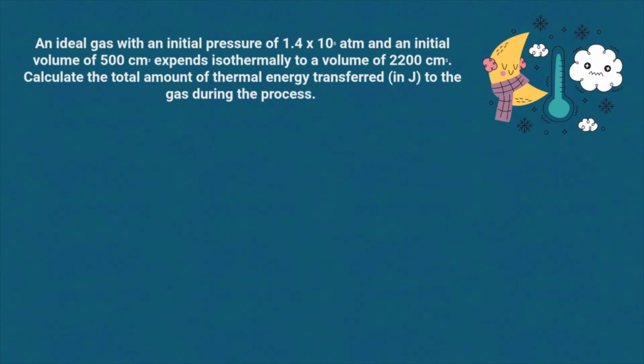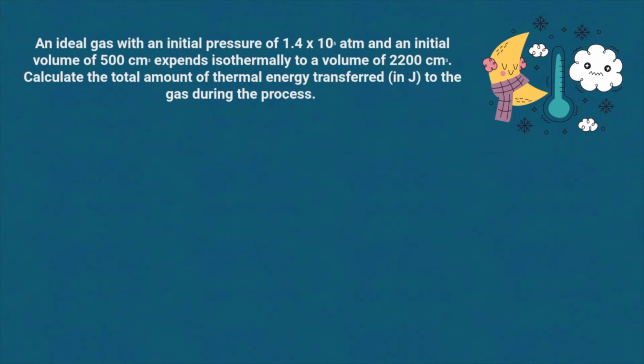Question number 2A. An ideal gas with an initial pressure of 1.4 times 10 to the power of 5 atm and an initial volume of 500 cm3 expands isothermally to a volume of 2200 cm3. Calculate the total amount of thermal energy transferred in joule to the gas during the process.